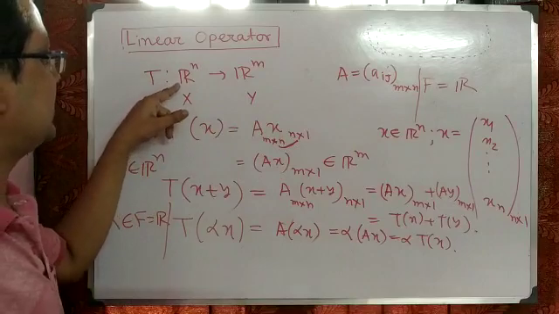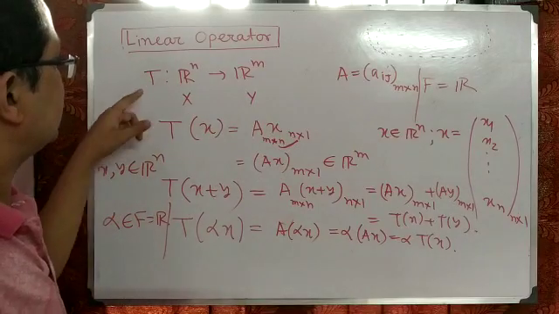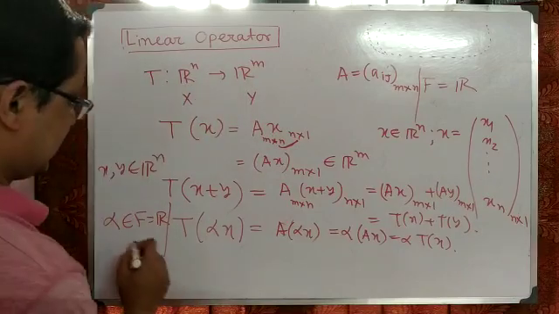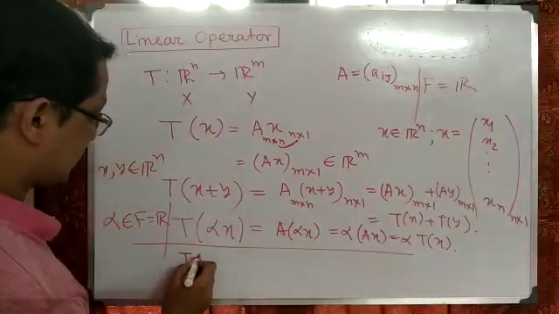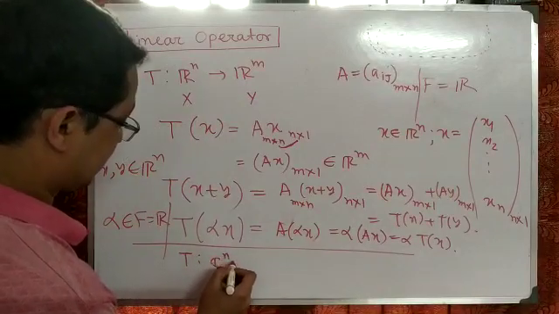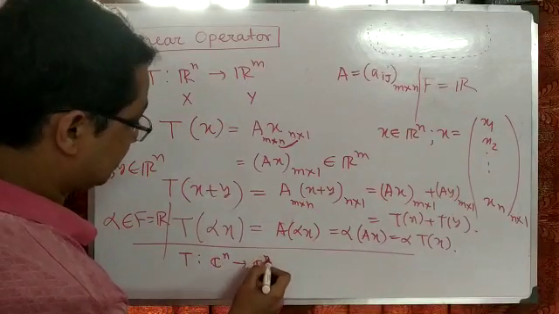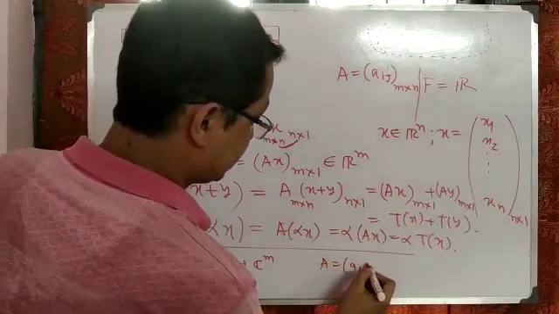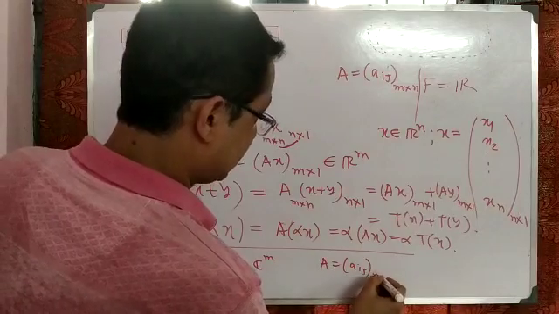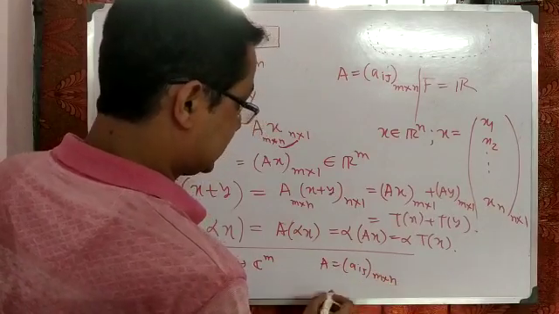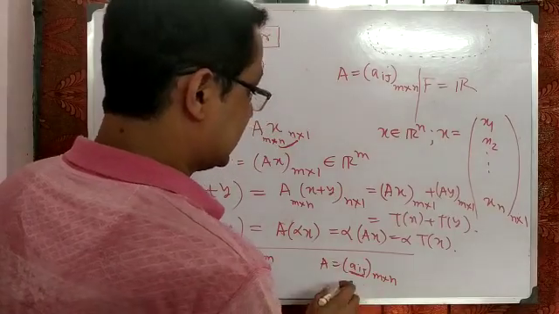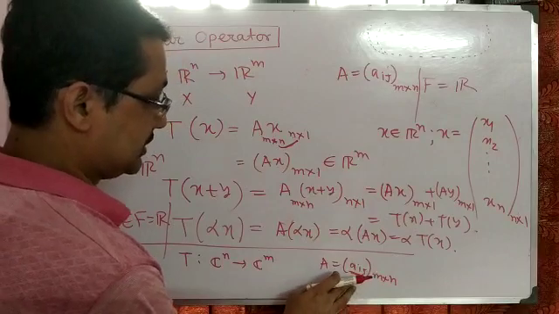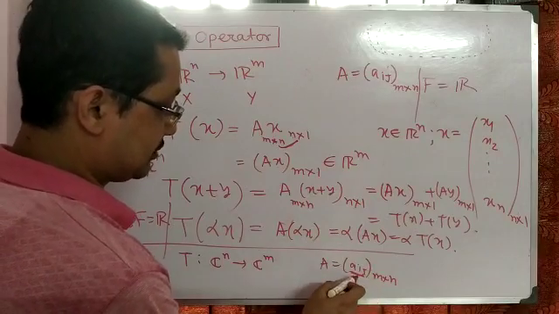If we replace the real numbers by complex numbers, suppose T is a mapping from Cn to Cn. Then what is the matrix? The matrix we choose is A of ij, the same matrix, and the order is n cross n. So one thing is different: the elements are not necessarily real numbers. They may or may not be real, because they are complex numbers also. In general, it is a complex number.